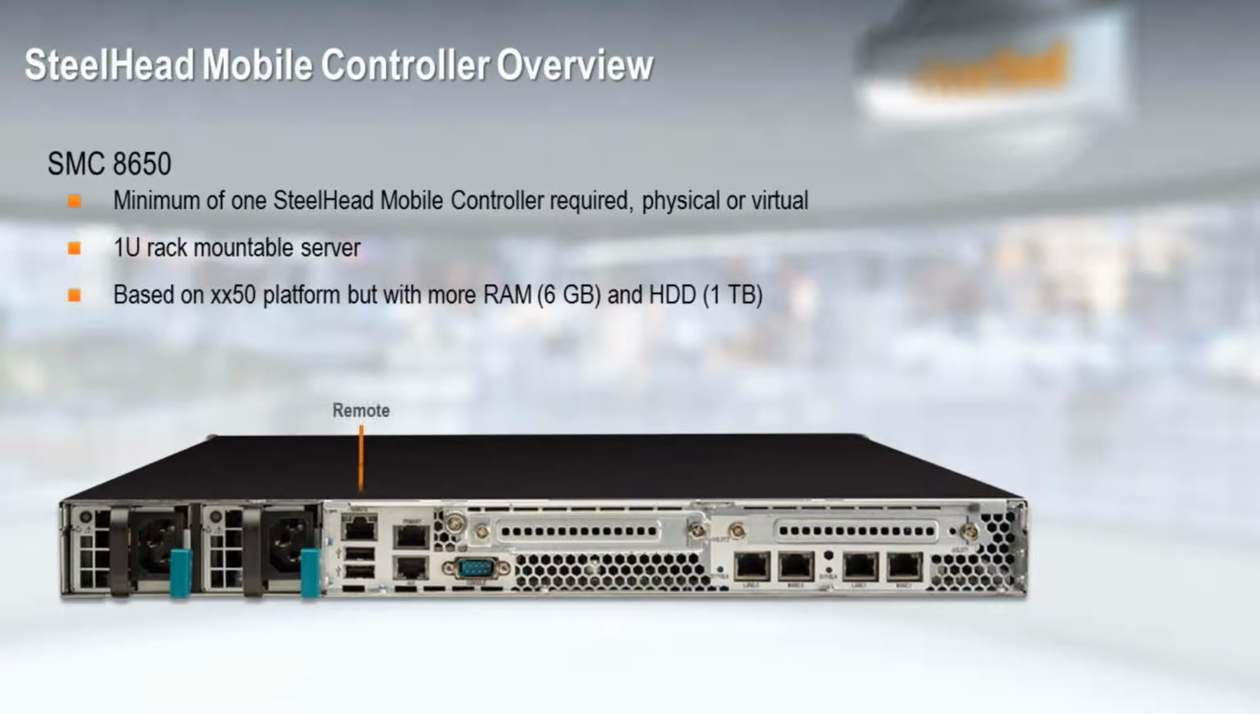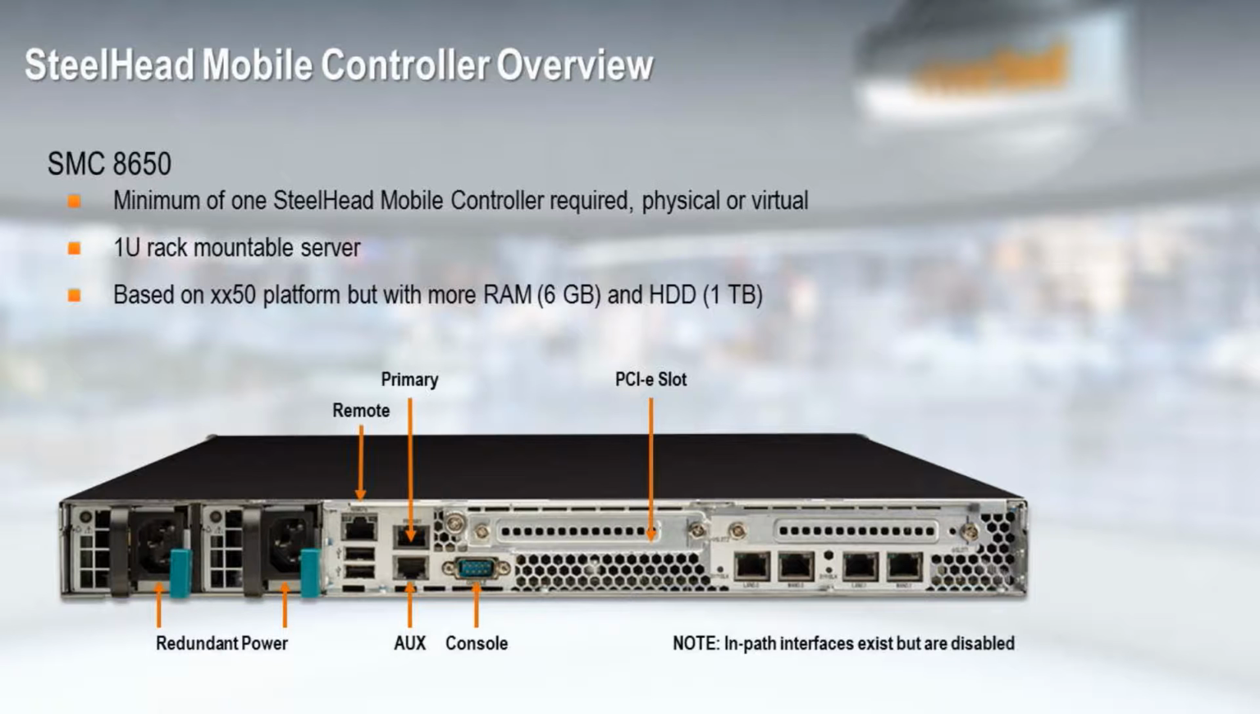The Steelhead Mobile Controller, as shown here, is the physical appliance. It connects to the data center network, typically, by its primary interface. That primary interface must have an IP address that is accessible by those Steelhead Mobile clients out in the field. That means they're typically going to need to connect via a VPN connection, and then they'll have access to it for licensing, configuration, and reporting purposes.